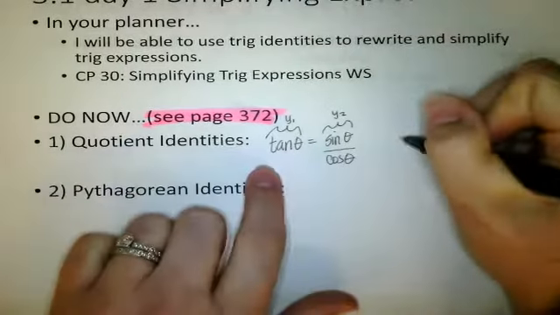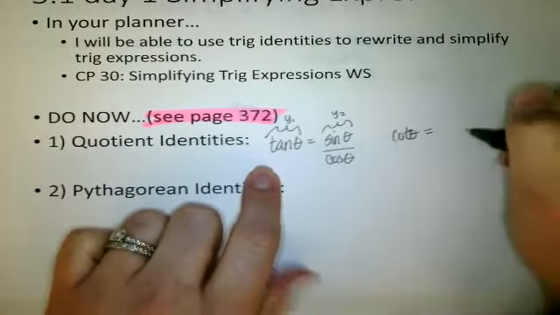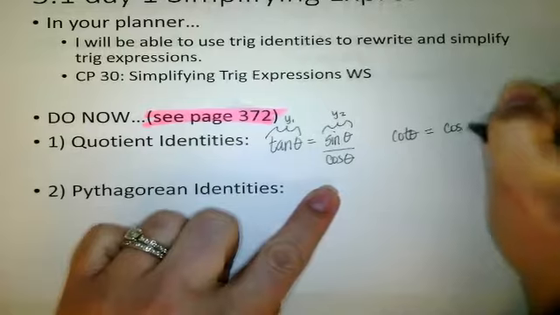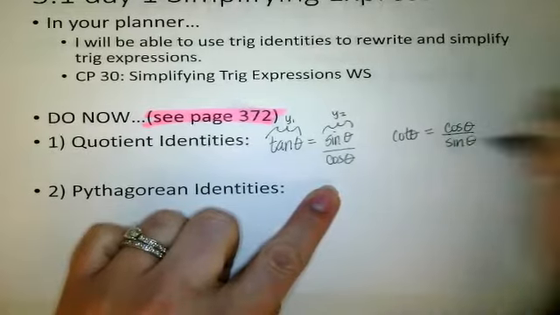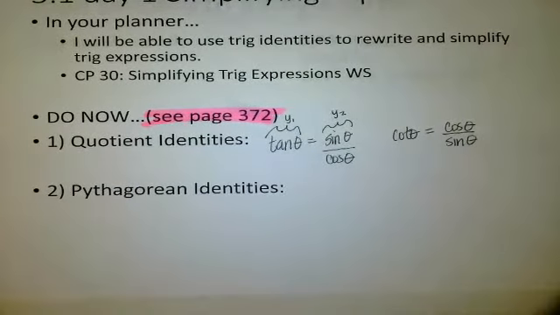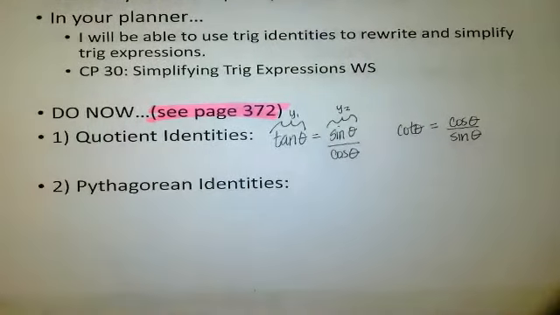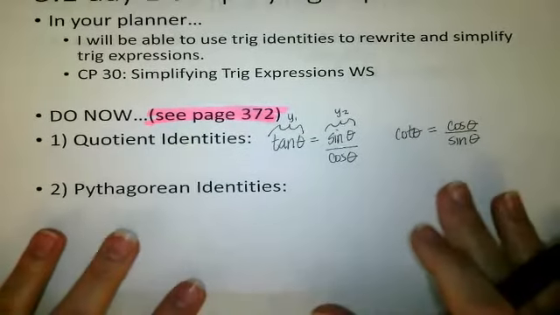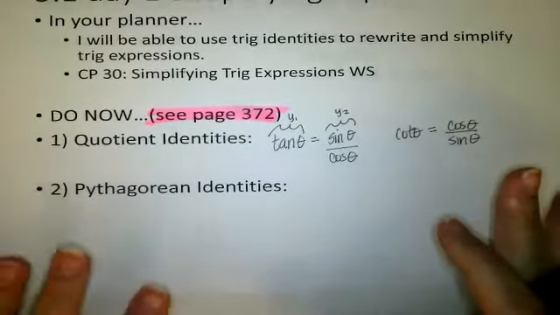If you know tangent, then cotangent of theta is cosine of theta over sine of theta, and these are the quotient identities. Again, they're on page 372. Page 372 in your book has all of the identities, even the ones I don't talk about. There are some that are so arcane we just really don't need to know them, so we focus on the ones that I do think you need to know. Everything we talk about here, I expect you to know and love and memorize.